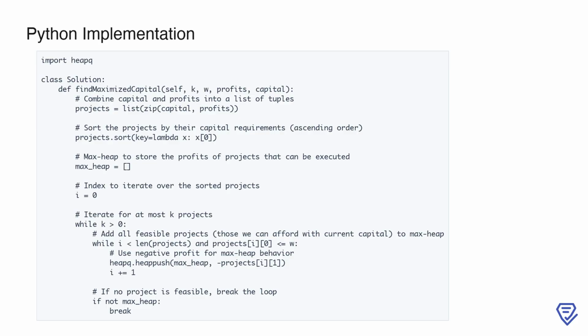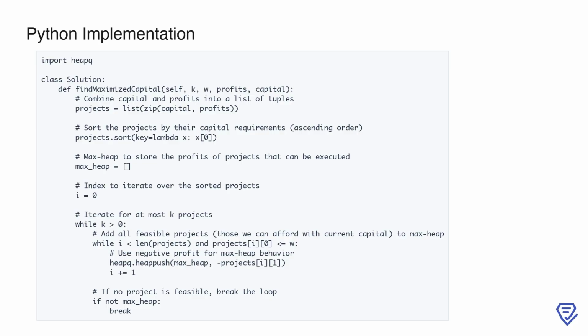Next, we sort the projects list in ascending order based on the capital requirements. This ensures that we process projects in the order of their affordability. We then create an empty list called max_heap, which will serve as our max heap to store the profits of the projects we can afford. Since Python's heap library provides a min heap by default, we'll use negative profits to simulate max heap behavior. We also initialize an index i to iterate over the sorted projects.